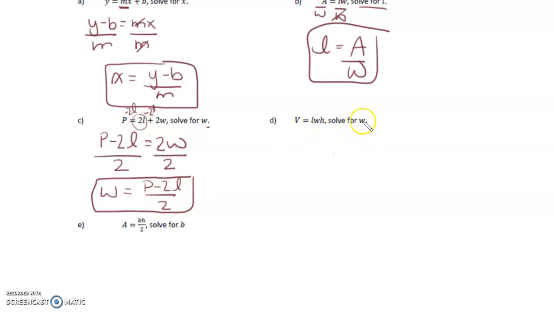Okay, now we're going to solve for W in V equals L, W, H. So the L, W, and H are all multiplied. Okay, opposite of multiplication is division. So leave the W, and we're going to divide out the LH on both sides. So we get W equals V over LH. And that's it.